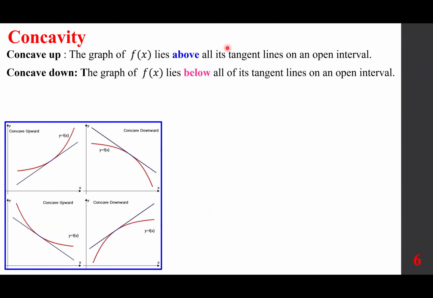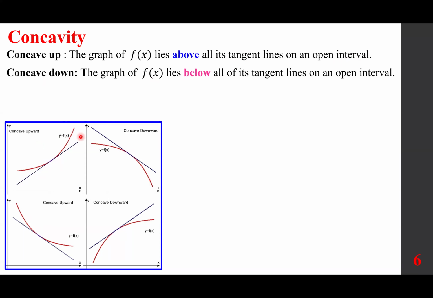So, concave up: the graph of f of x lies above all its tangent lines on an open interval. Concave down: the graph of f of x lies below all of its tangent lines on an open interval. So if you draw just one tangent line, you can see this is concave up, because it's above the tangent line.